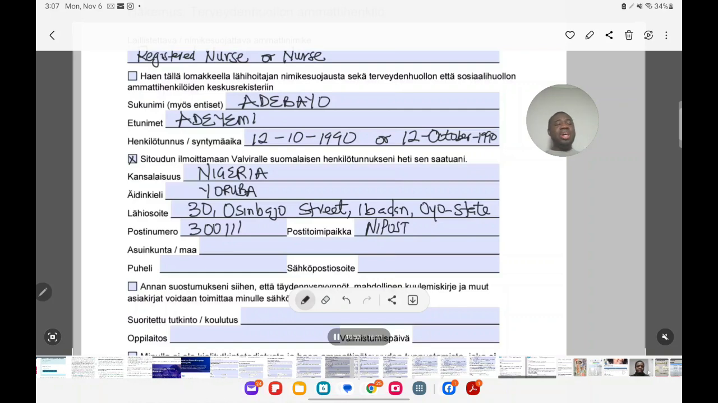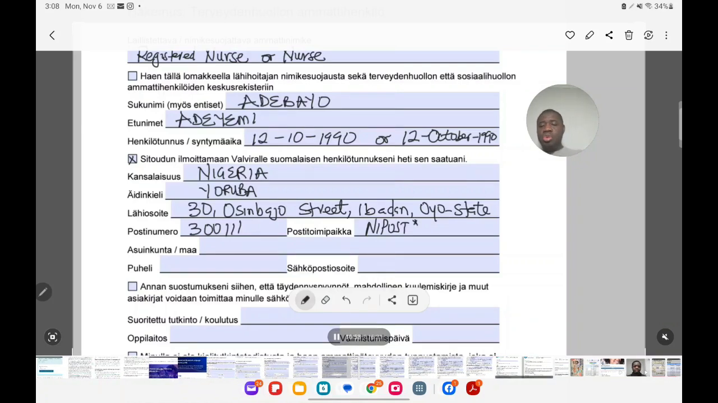So you write the name of the courier that we courier your documents to them. So in Nigeria we use Nipost, you understand? And I may wish to use FedEx. I may wish to use DHL. So just write whatever courier service you are using, write it there.